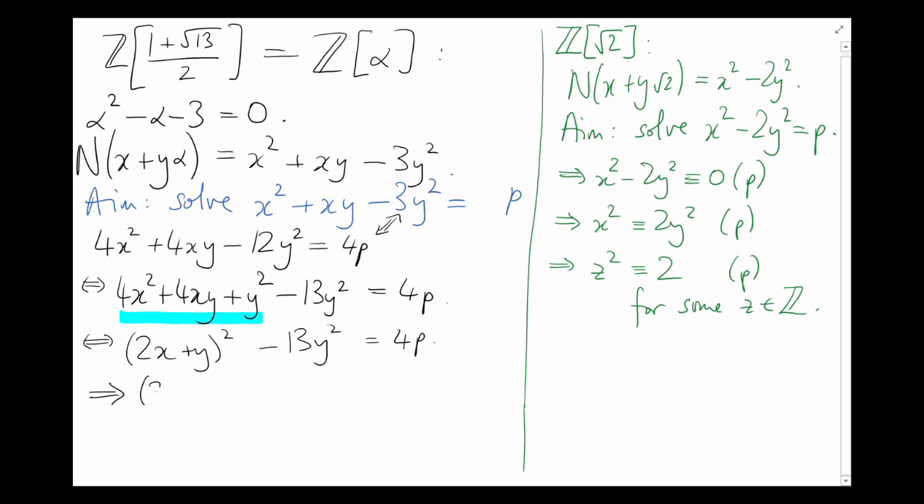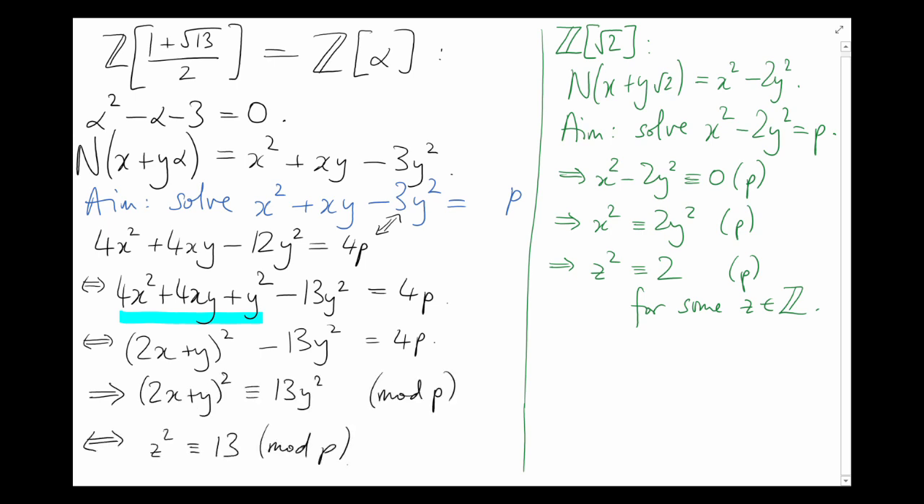Okay, so again, reducing mod p, rearranging, dividing by y squared, we see that this can only happen when there exists some integer z whose square is 13 mod p. We've reduced this to a case that we've already solved.